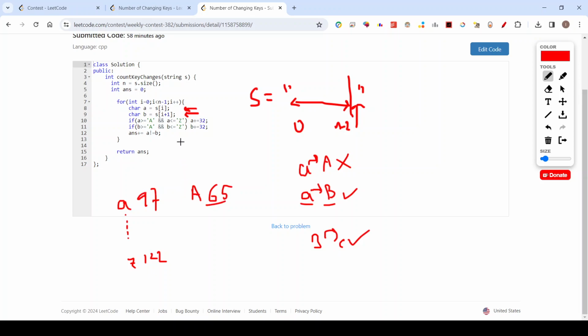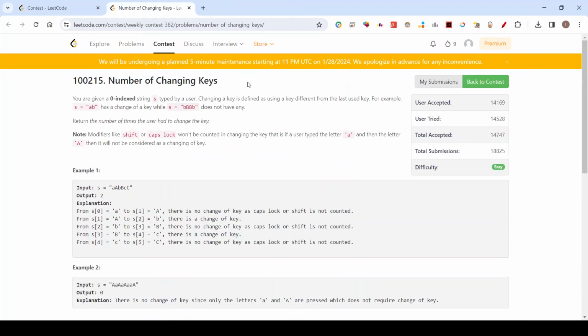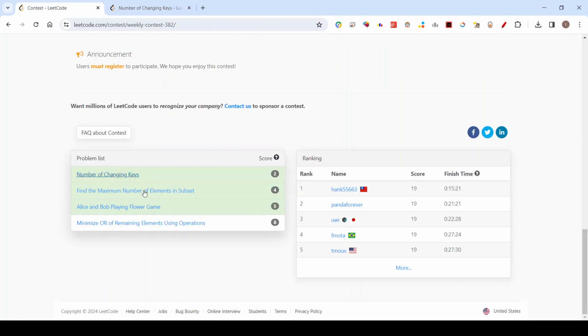So if it's a capital value, I added a value of 32, which changes it to 97. I did it for both characters A and B. Here A and B are not necessarily small a and small b, it is just a character variable. If they are not equal, I added to the answer and returned the answer. So I hope you got it. That was an easy question. Let's move on to the second problem.